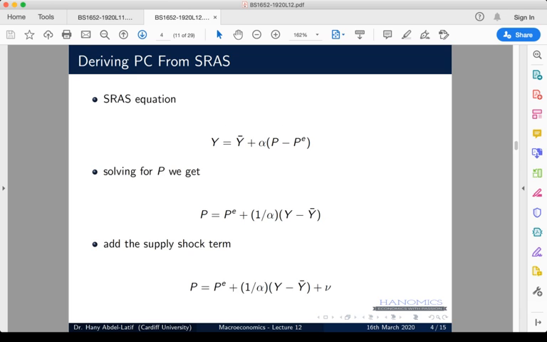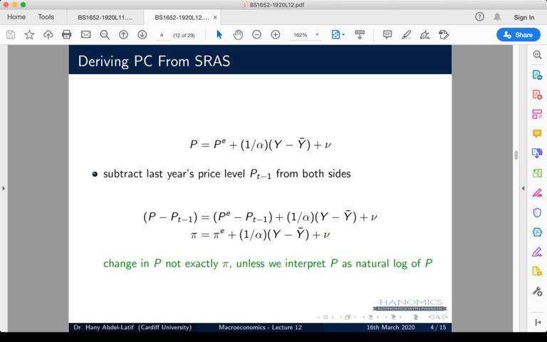Going from here, we would just subtract last year's prices, let's call this P_{t-1}, from both sides. So if this is P_t, our price level in time t, and this is the price level in time t minus 1, that would also apply to the expected price level. And we just collect these together between brackets.